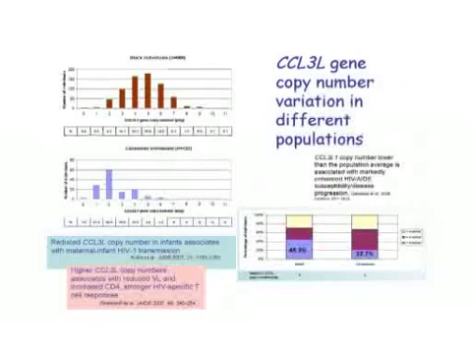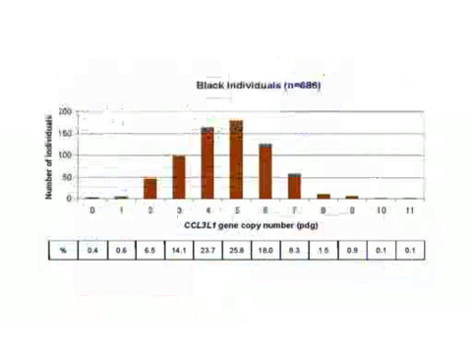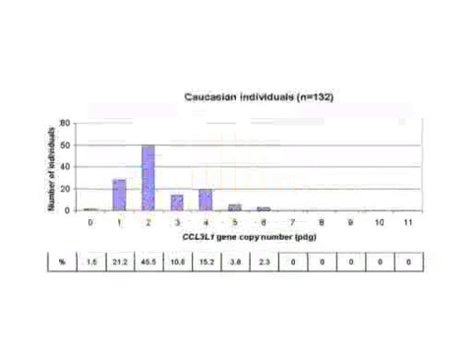So just to show you how different these genes are in different populations, we've looked at Black South African individuals, and here you can see the number of copies range from 0 to 11. You can see the median is about 5 copies. This is the frequency, or the number of individuals, that actually have these numbers of copies of that particular gene. If you look at Caucasian individuals, you see it's a whole different spectrum, the median copy number is 2, and there's a lot less of a breadth.